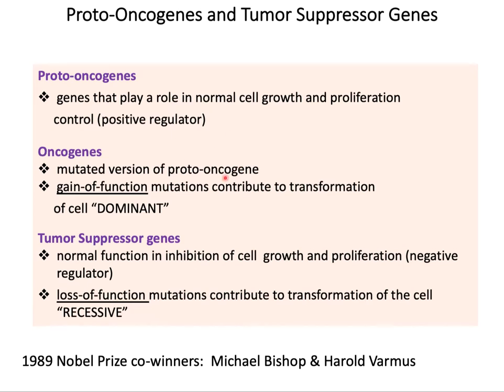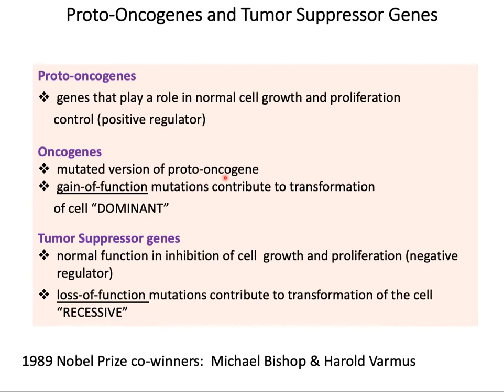So what kind of mutations in proto-oncogenes are we looking at? We are looking at gain of function mutations. What I mean by that is if you have a gene that positively regulates growth and it acquires a mutation that makes it better at driving the cell cycle, you have a gain of function. That's what makes it an oncogene.